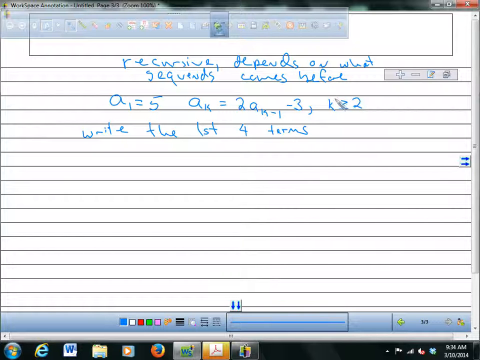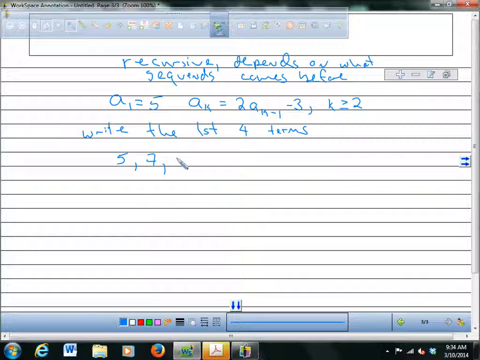with this recursively defined sequence, you start with the first term, which is 5. And then the next term, a sub k, is the previous term times 2 minus 3. So what would be the next term? 7. You see that? Okay. So if I want this term, I look at the previous term, multiply it by 2, and take away 3.